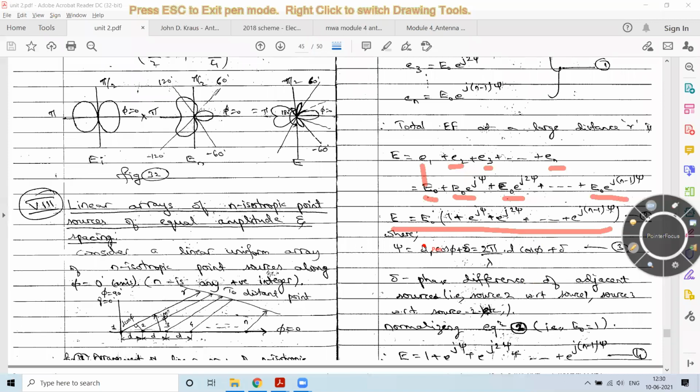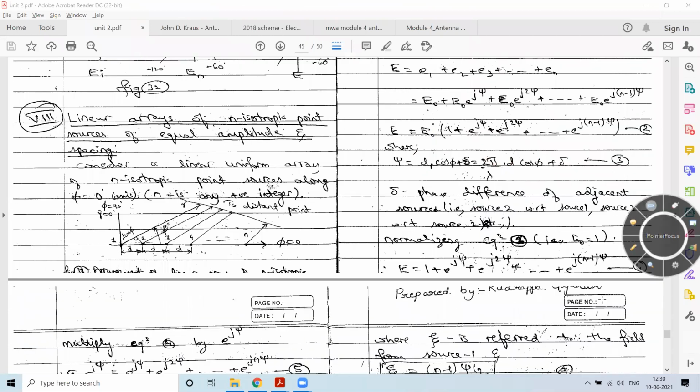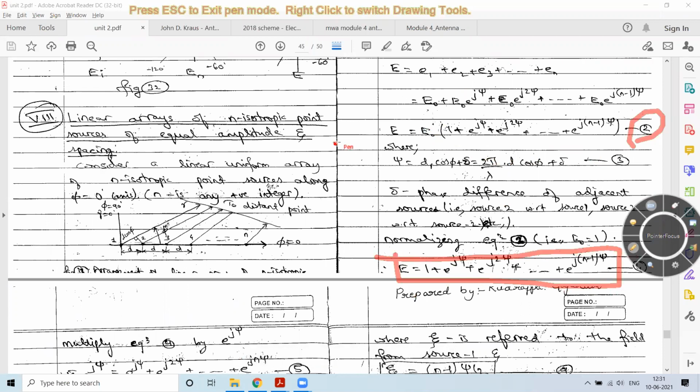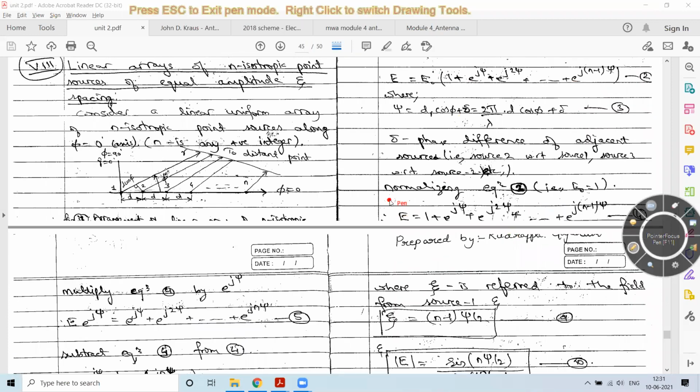Now what we do is, for simplicity, we can make this equal to 1, wherein we are considering the normalized pattern. When we do that, we will have this equation. So we are normalizing equation 2, that is this field, by making this equal to 1. So we have just simplified it, and I will have E given by equation 4.